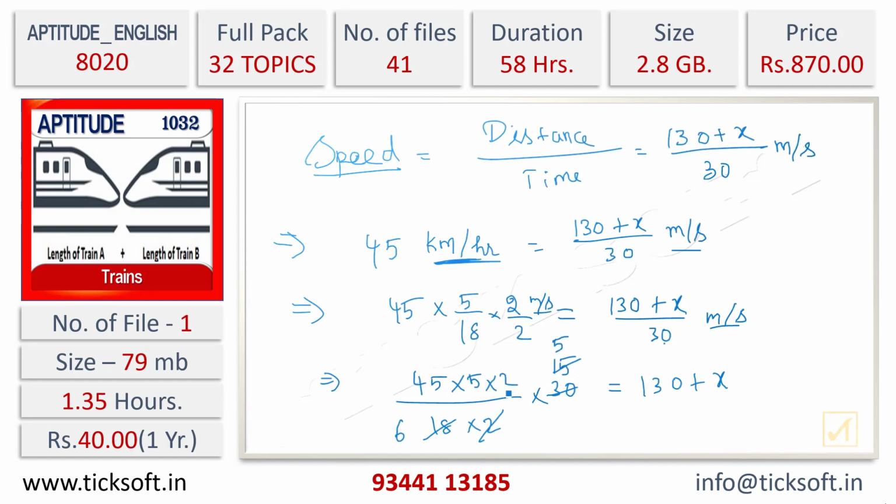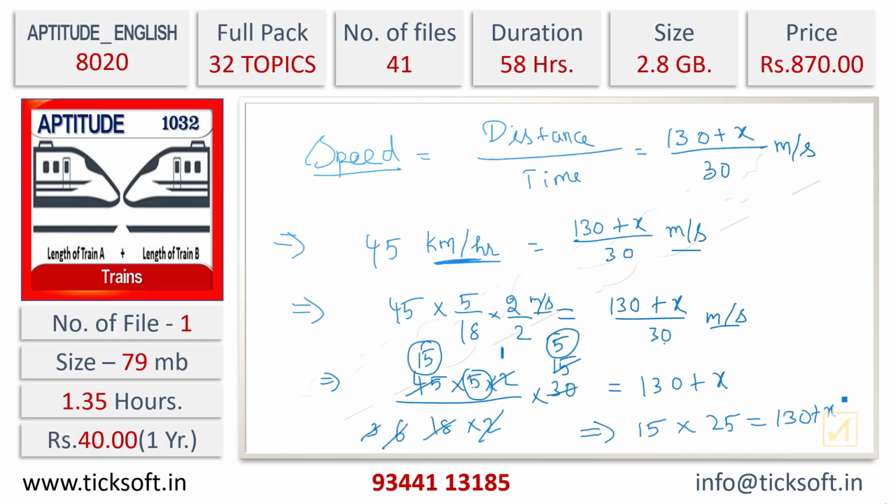And now if we cancel these two values by using the common factor 2, then we will get 1 by 3, and now this 45 divided by 3 will be equal to 15. So we have 15 into 5 into 5. So 5 into 5 will be equal to what? 25. So hence we get 15 into 25 is equal to 130 plus x.